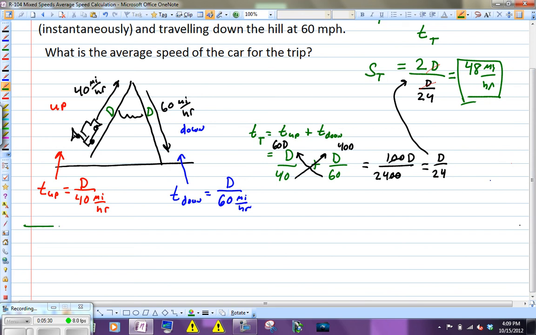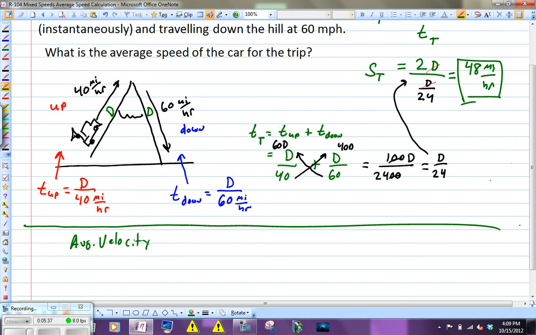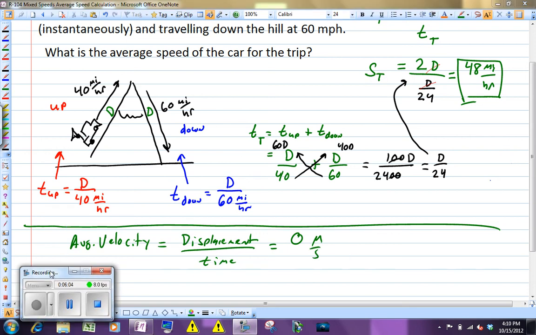By the way, about motion vocabulary, it's worth pointing out, what would the average velocity be here? Well, average velocity is very similar to speed, but it's now going to be displacement divided by time instead of distance. And if it goes up the hill, turns around, and goes right back to the same place it started, that would be a displacement of 0, which would give you a final average velocity of 0 meters per second as well. So that is how you approach a mixed speed problem.